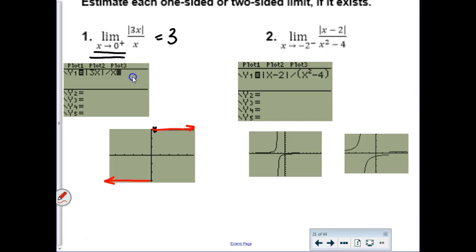So -2 is going to be a discontinuity for this graph because there's a vertical asymptote at -2. So they want to know, what about when you approach -2 from the left side? Where do you think it's going on the left side? Up, up, up, and away. So even though the limit doesn't exist, you could say that the function is approaching infinity.